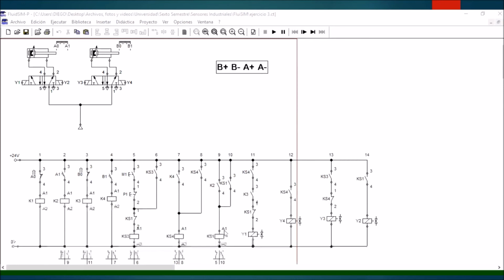When this relay is energized, it passes on this line, the circuit closes, energizes this relay, and the cylinder is in its position, passing to position 0.